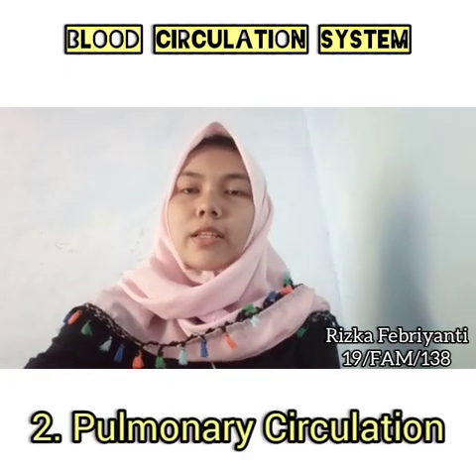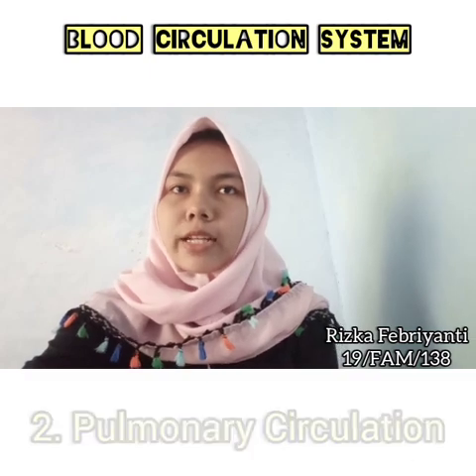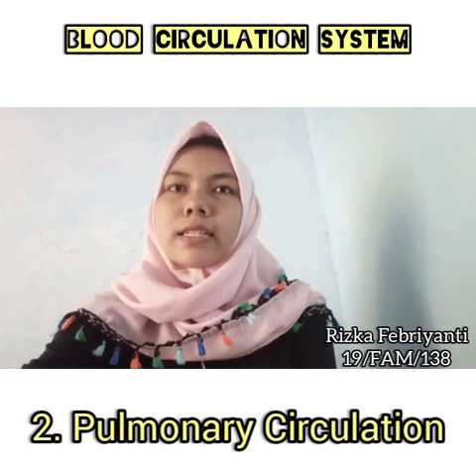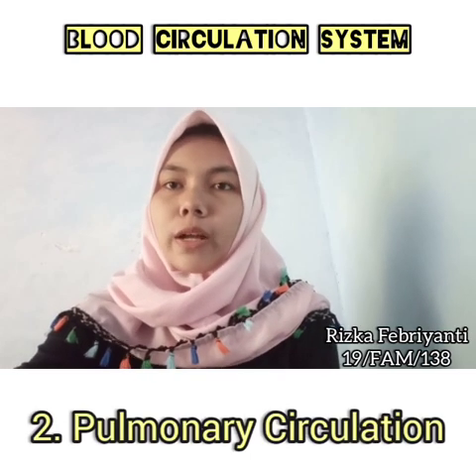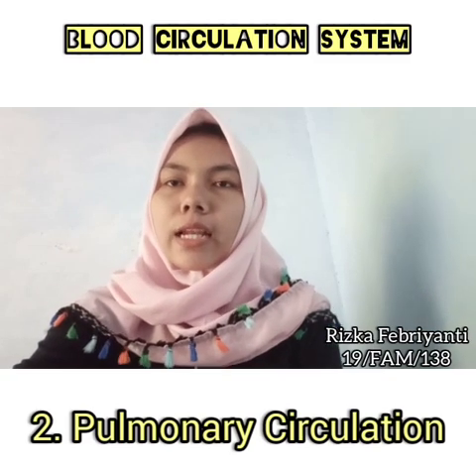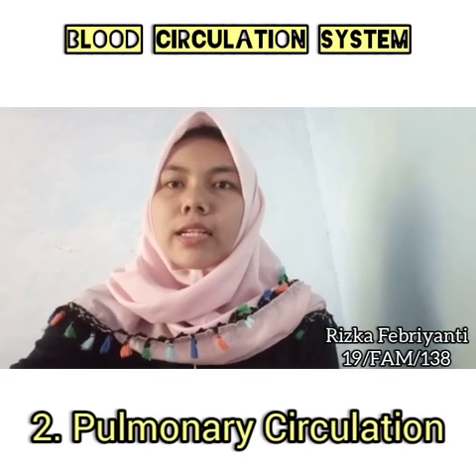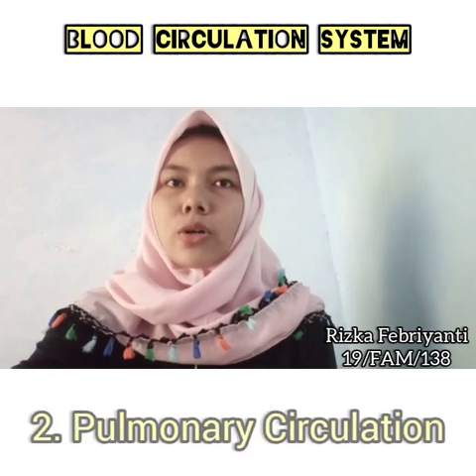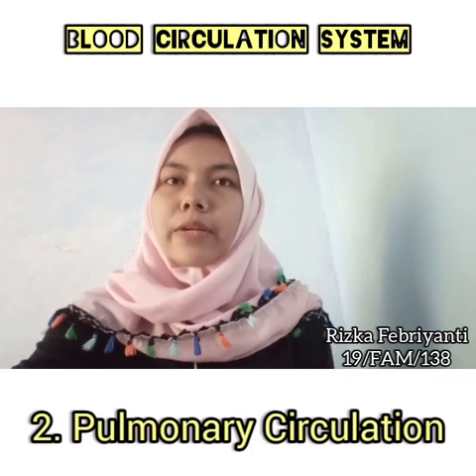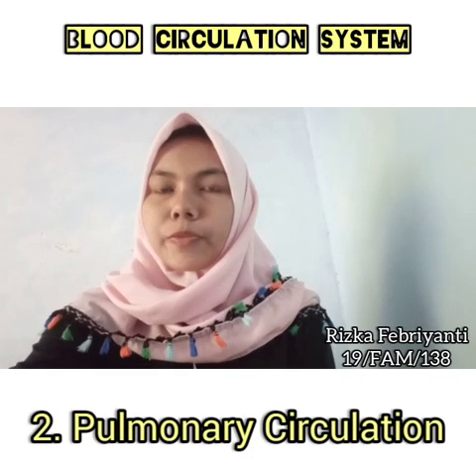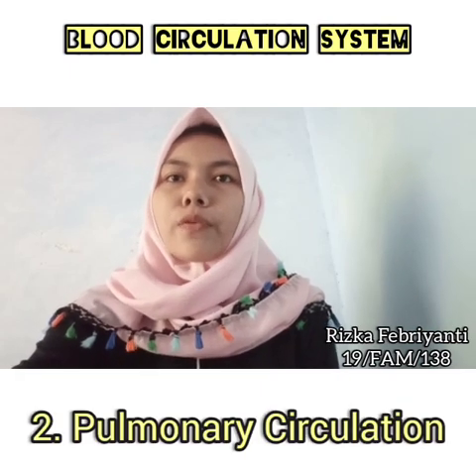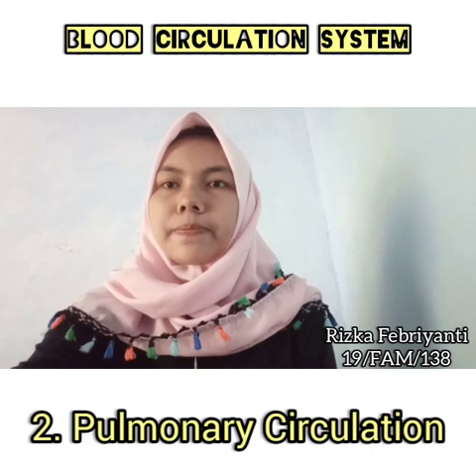Pulmonary circulation. The mechanism is ventricular contraction, closed tricuspid valve, semilunar valve opens to the lung artery. CO2-rich blood from the right ventricle is carried by the pulmonary artery to the right and left lung. In the lungs, blood releases CO2. Blood takes O2 in the lungs. O2-rich blood is carried by the pulmonary vein to the left atrium. Ventricular relaxation, open bicuspid valve, then blood flows to the left ventricle.